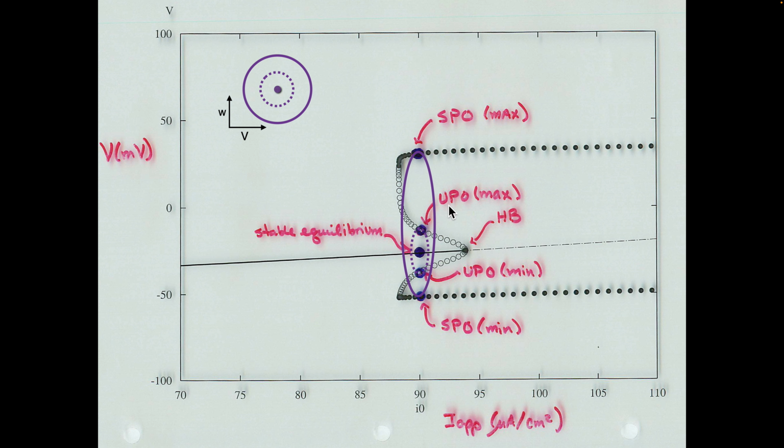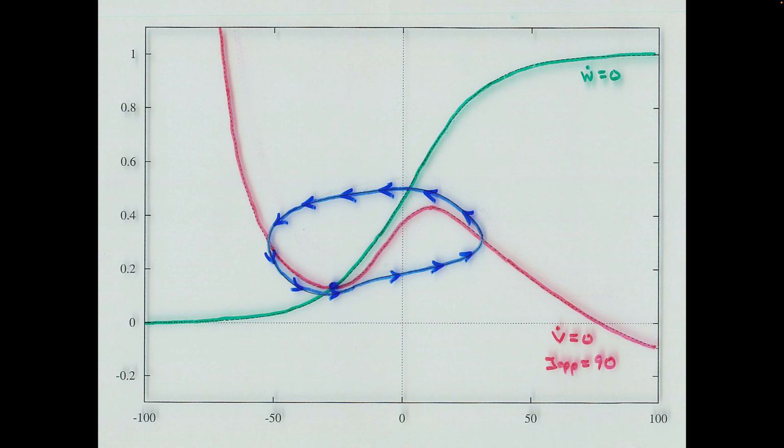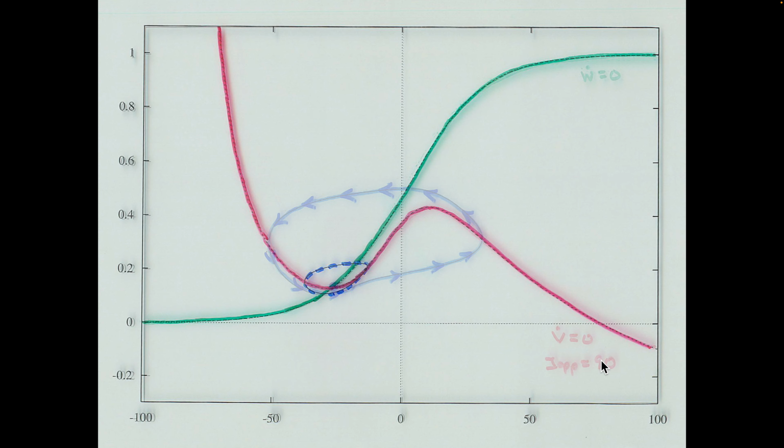So I'm trying to illustrate here how you should think about the stable steady state, the unstable periodic orbit, and the stable periodic orbit in the phase plane. They're oriented in this way, where there's a stable steady state, a stable limit cycle, and between them an unstable limit cycle. Here in the actual Morris-Lecar phase plane is the steady state and the stable limit cycle for the applied current being 90, and this picture is showing the unstable limit cycle that exists between them.